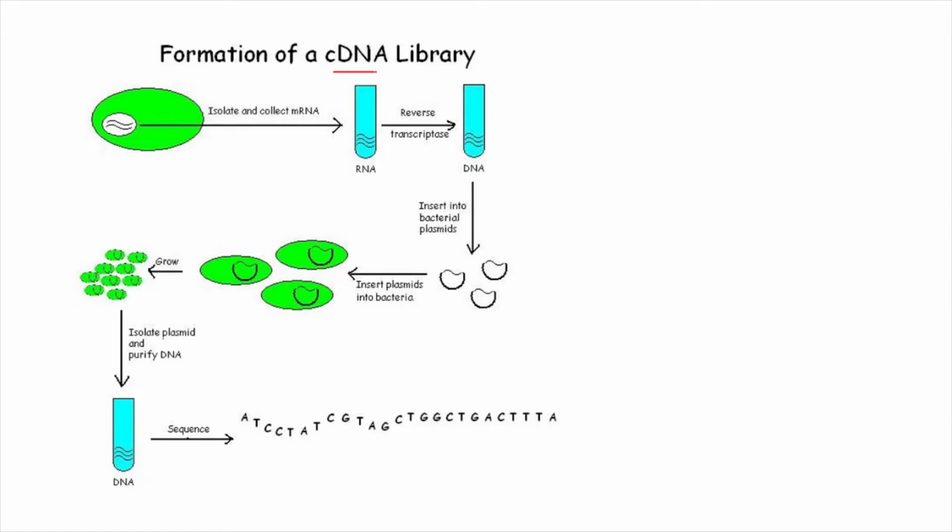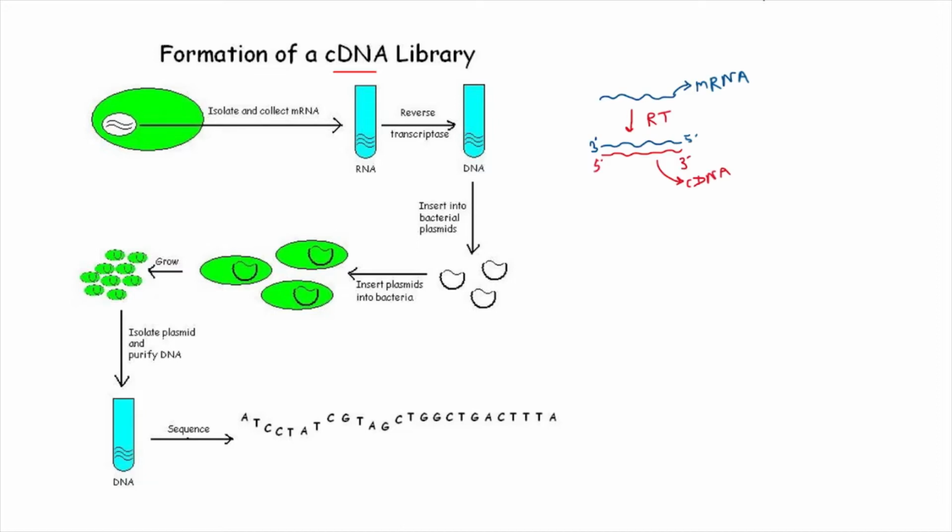Now, what is a cDNA library? A cDNA library is actually the collection of all the cloned DNA sequences that are complementary to the mRNA that is present in an organism. So, in other words, it is the collection of all the cDNAs that will be obtained from the mRNA present in any organism. So, let us see how we can do that. Let us see the principle.